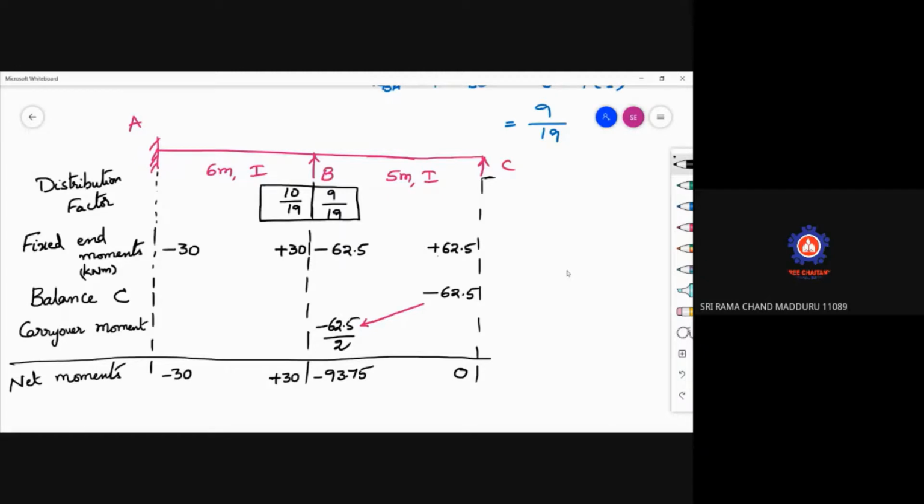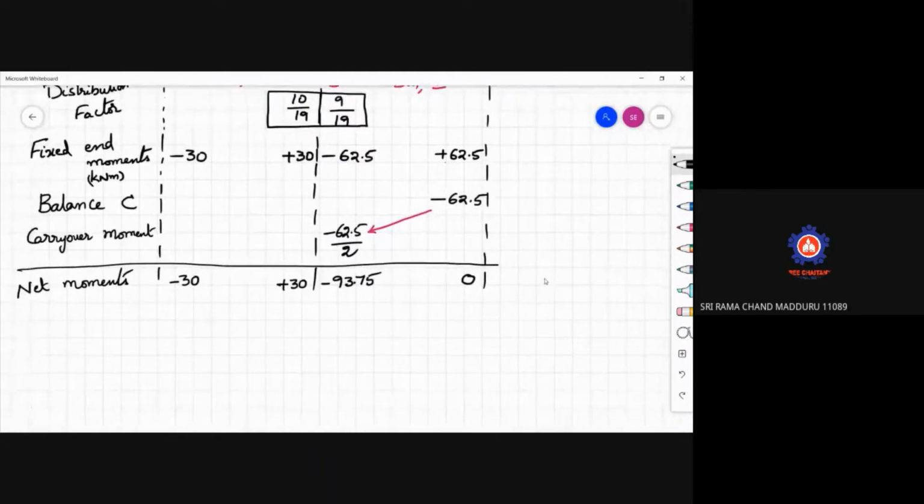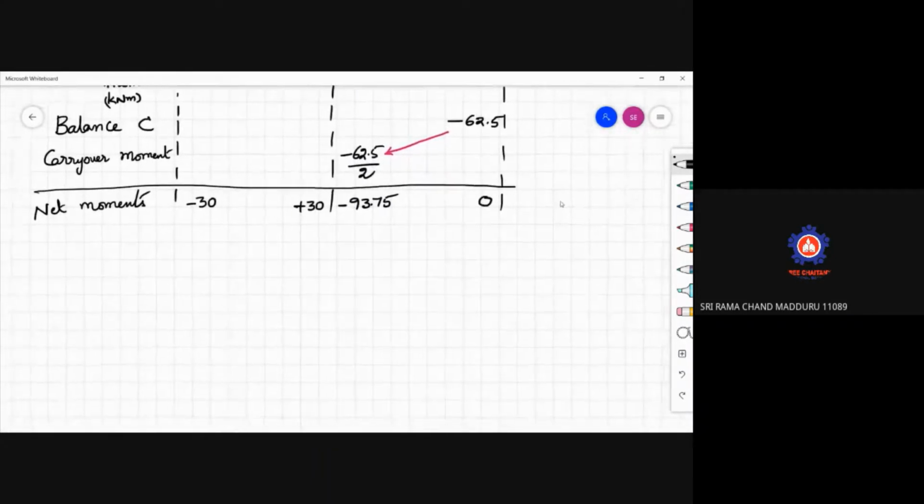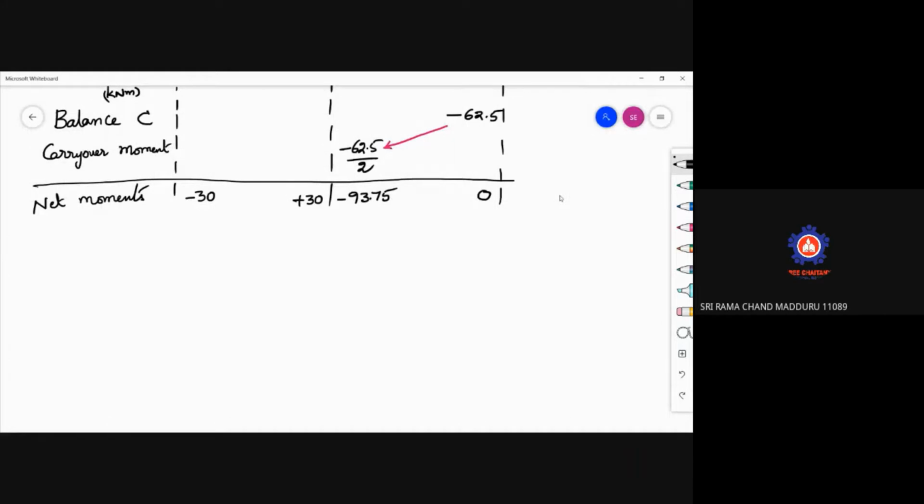Now just see this one. These are the moments that are to be considered when you are writing these net moments, and we need to consider from here onwards. Here onwards we need to consider the balancing. Now in this one, plus 30 is there, minus 93.75 is there. We know that support B is to be balanced. So balance B. When you are balancing here, what is the moment that is to be balanced?